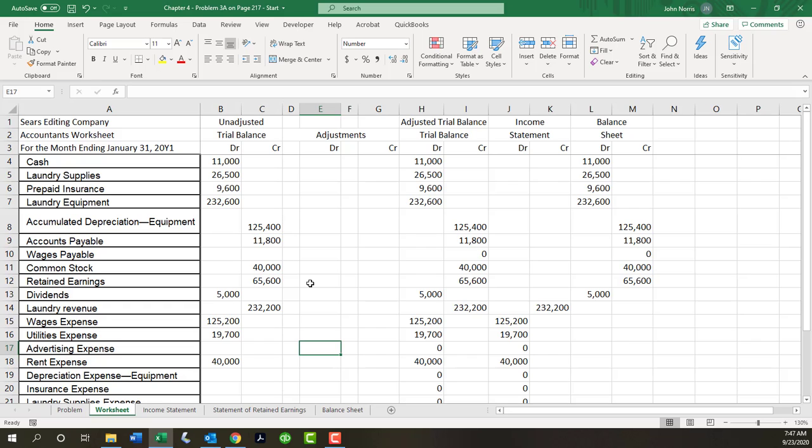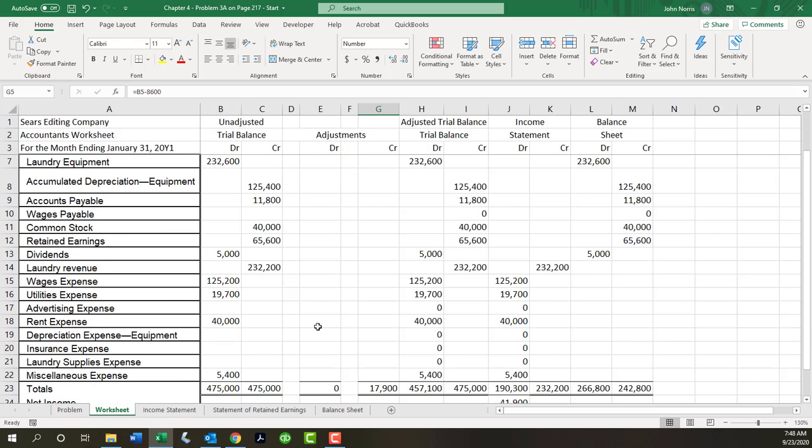So the first adjustment is laundry supplies on hand at June 30 are $8,600. So adjustment A, we have an unadjusted balance of $26,500. $8,600 are still left over at the end of the period, giving us an adjustment of laundry supplies used up during the period of $17,900. And that is going to be laundry supplies expense.